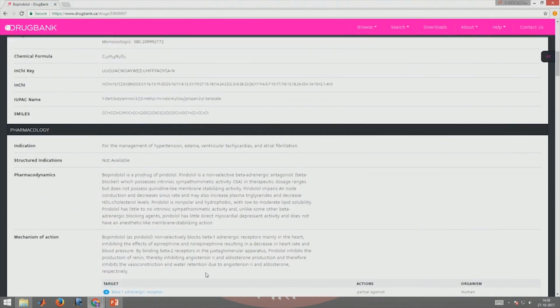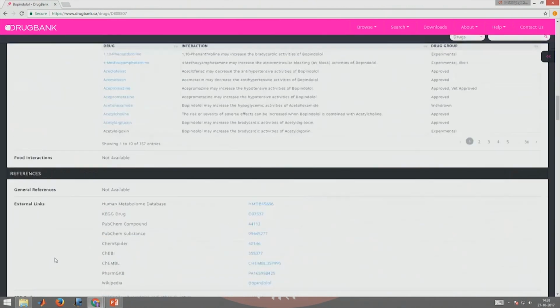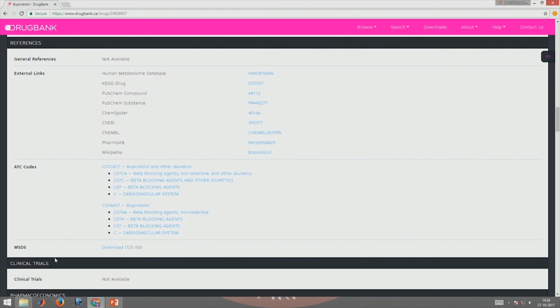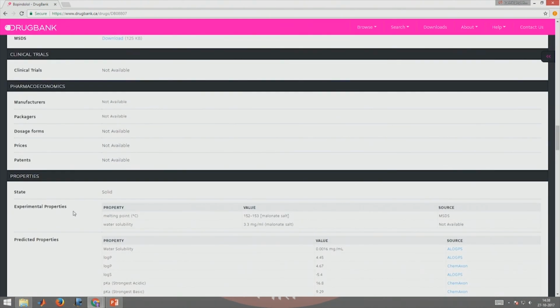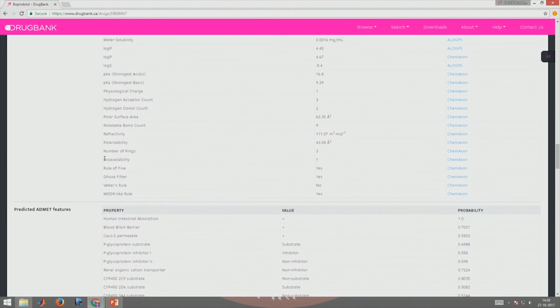So, a lot of information, of course details about drug interaction, how it is interacting with other drugs, because nowadays doctors may prescribe 2-3 drugs. So, how do they interact with other drugs, and so on. Then clinical trial details, then some experimental properties, melting point, water solubility, and then these are predicted properties. These are experimental, these are predicted properties, solubility, pKa, that is dissociation, acidic, and so on. A lot of information is being given, number of rings.